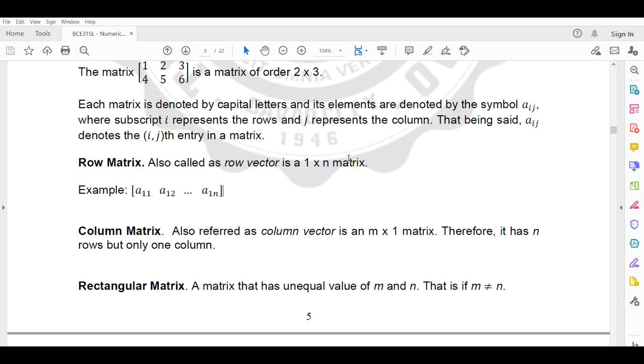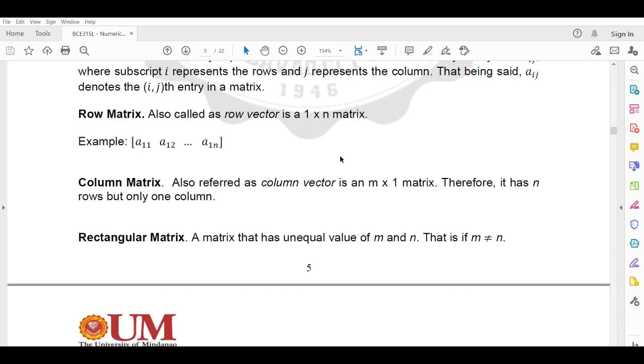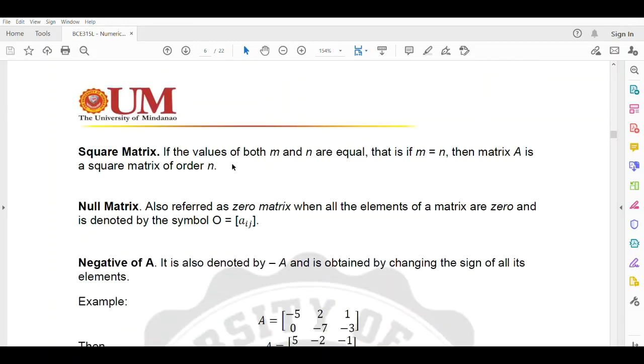For the rectangular matrix, it is said to have unequal values of m and n, or unequal values of the rows and the columns. We also have the square matrix, but from the word square, meaning to say the value of the row and the column should be equal. And the null matrix is also referred to as the zero matrix because all the elements of the matrix are zero and it is denoted by the symbol O.